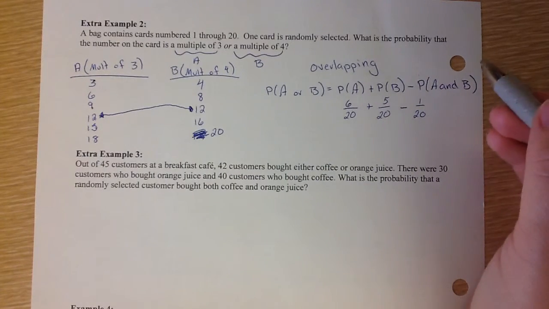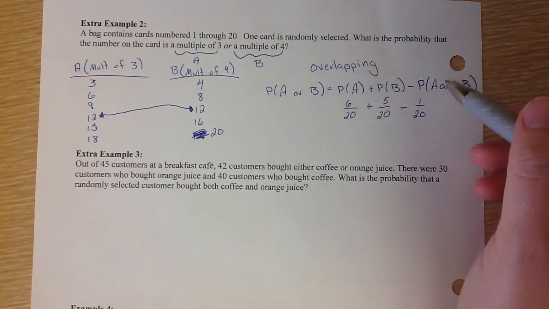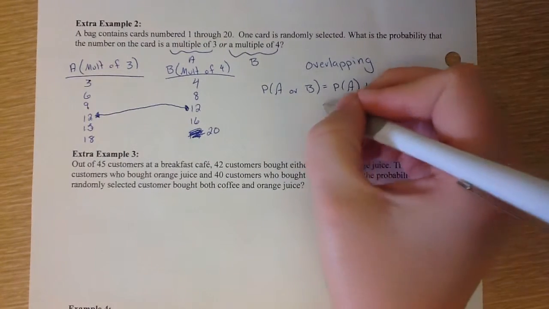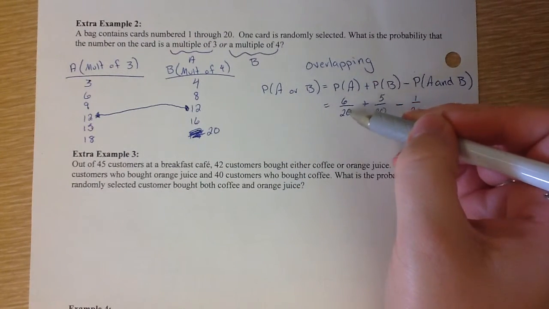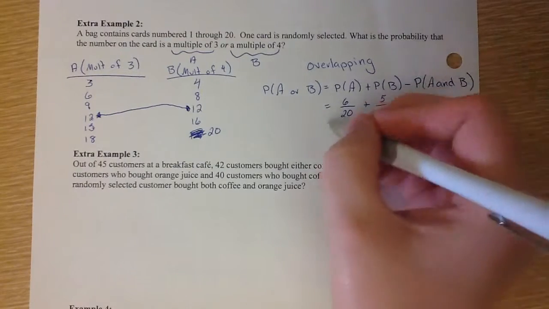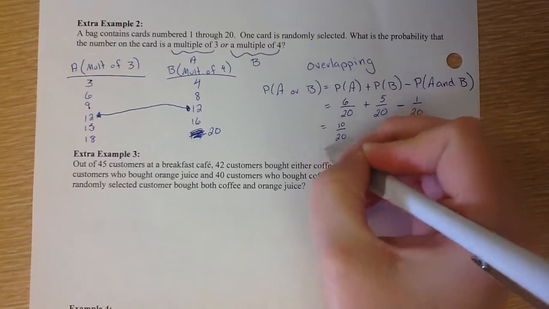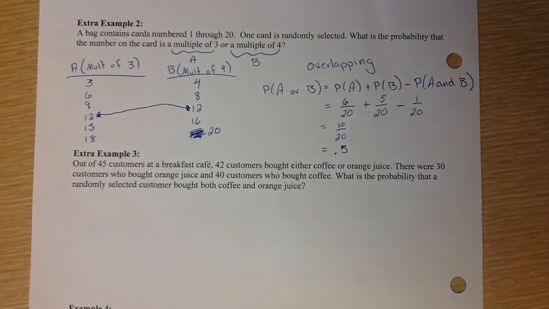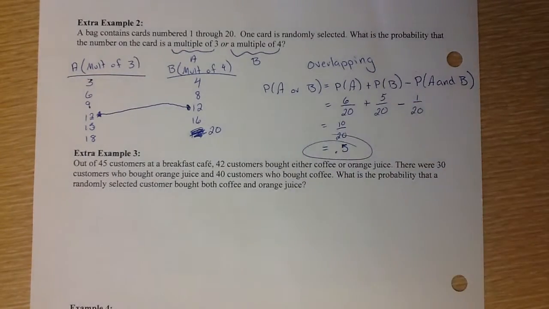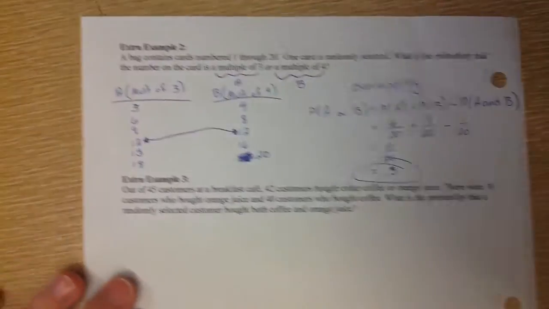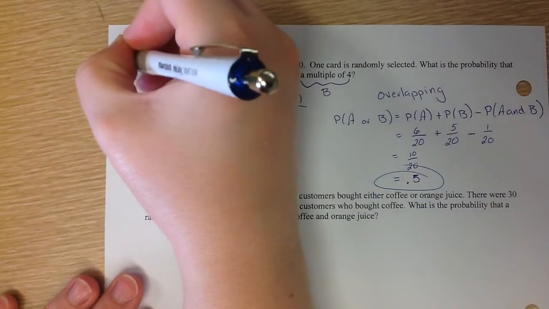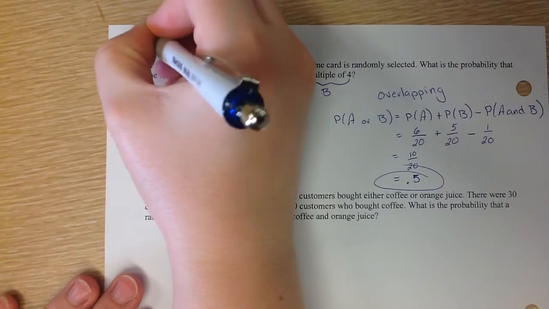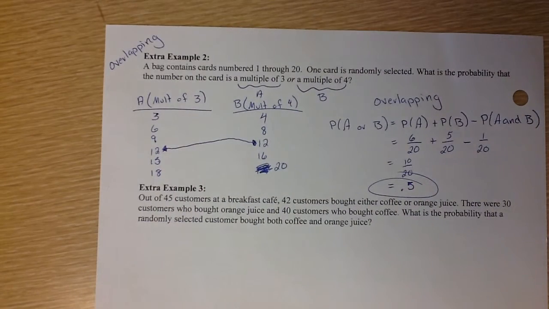So if I wanted something that was a multiple of 3 and a multiple of 4, there'd only be 1, number 12. Okay, so work this out. So 6 out of 20 plus 5 out of 20, that's 11 minus 1. So that'd be 10 out of 20, which would give me 0.5. So the probability of me drawing a card that is a multiple of 3 or a multiple of 4 is 0.5, 50% chance. This is an example of an overlapping event, an overlapping compound event.